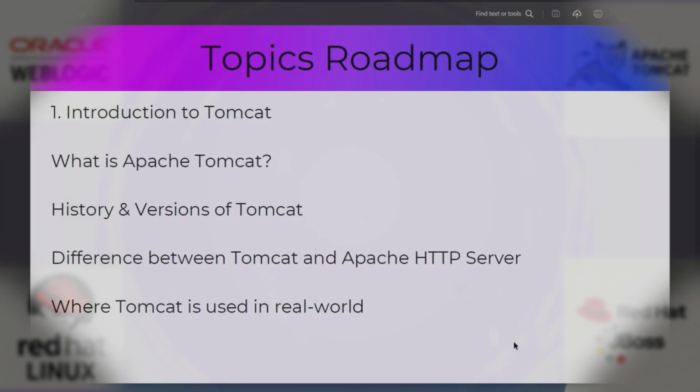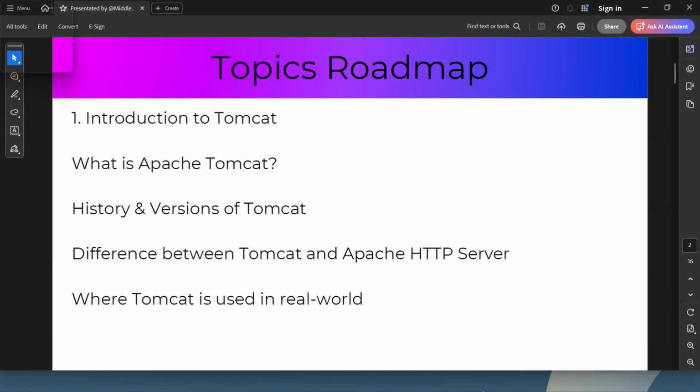In our previous video, we talked about the roadmap of Apache Tomcat. So in today's video, we'll take the first step of our journey, which is the introduction of Tomcat, where we are going to learn about what is Apache Tomcat, history and versions of Tomcat, difference between Tomcat and Apache HTTP server, and where Tomcat is used in real world. So let's begin.